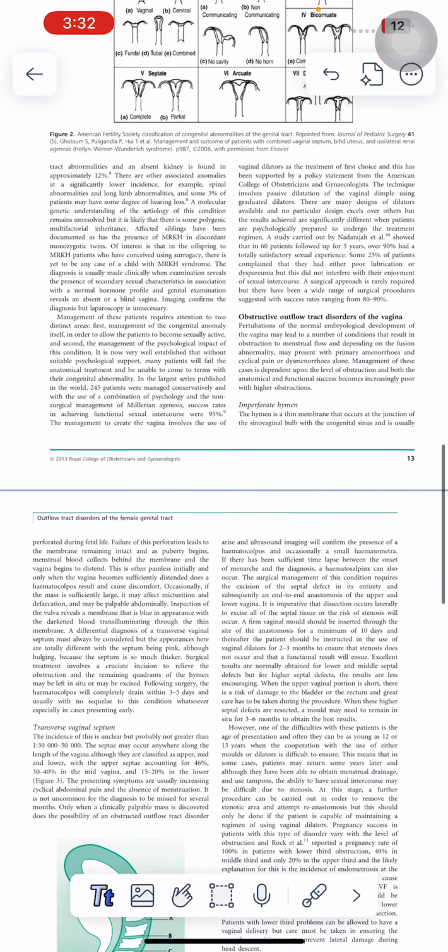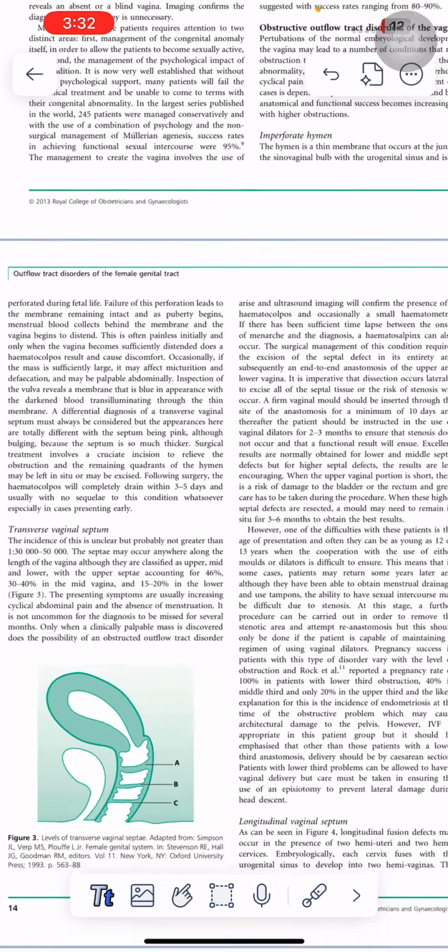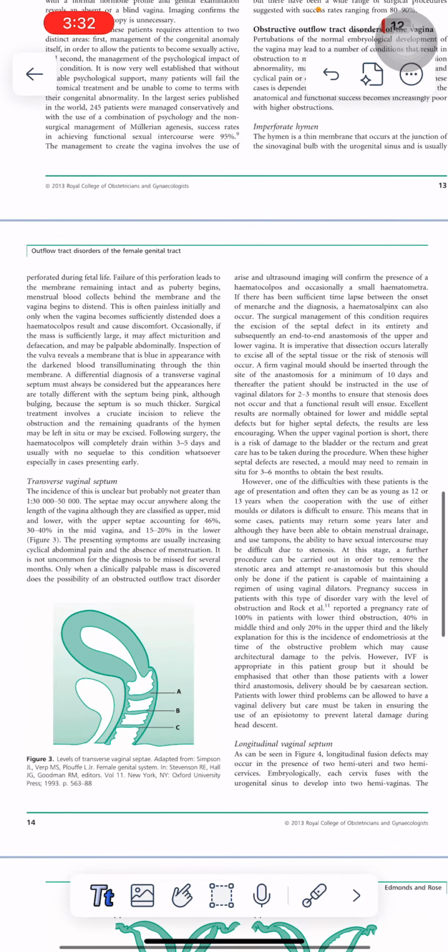Then other outflow tract disorders of the vagina. The first one is imperforate hymen. The hymen is a thin membrane that occurs at the junction of the sino-vaginal bulb with the urogenital sinus, and is usually perforated during fetal life. Failure of this perforation leads to the membrane remaining intact as puberty begins.